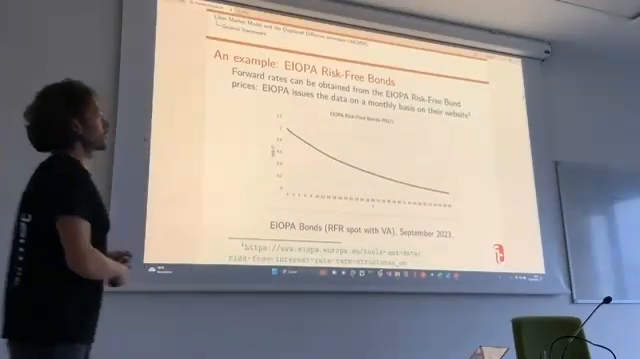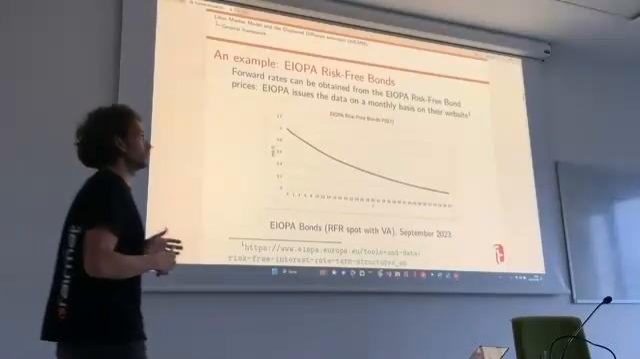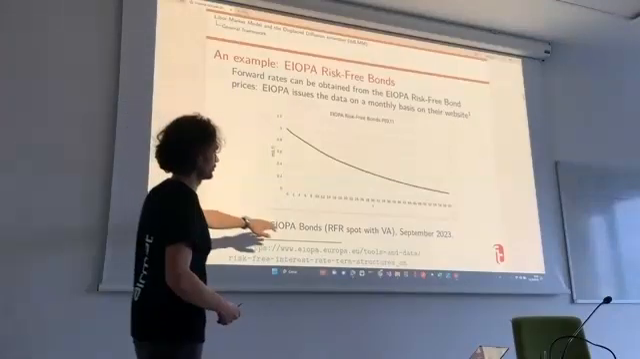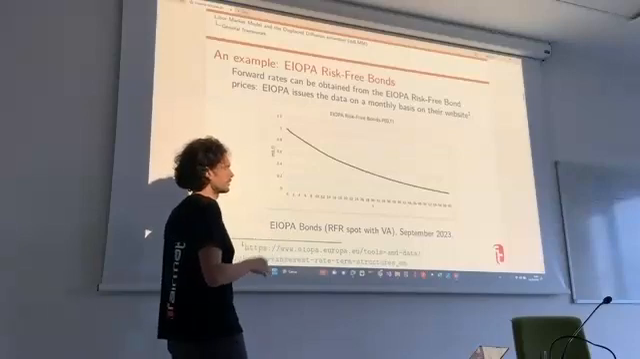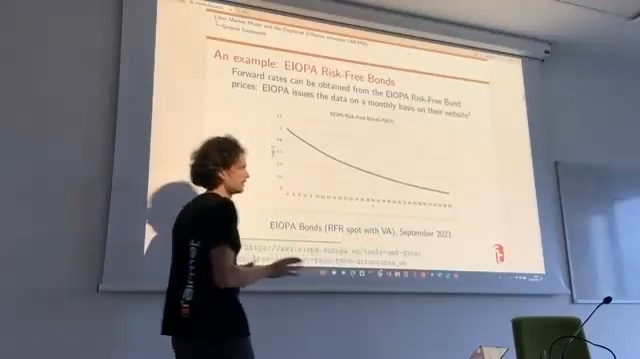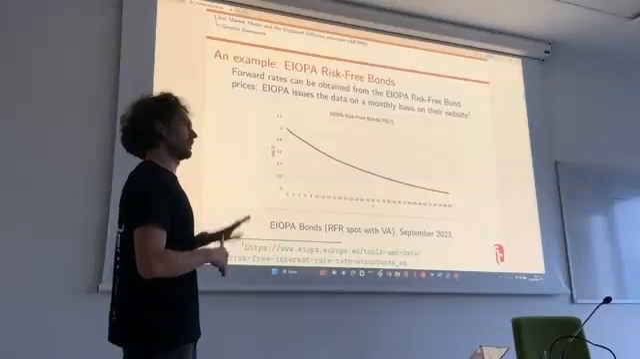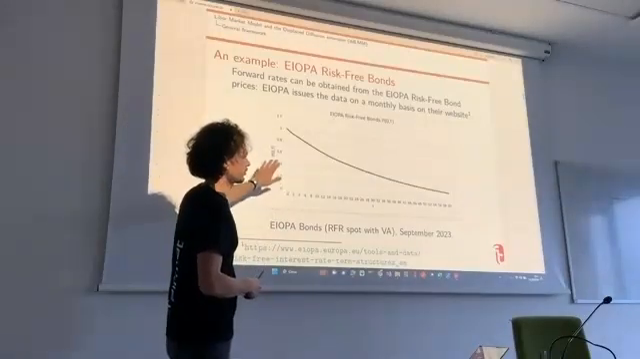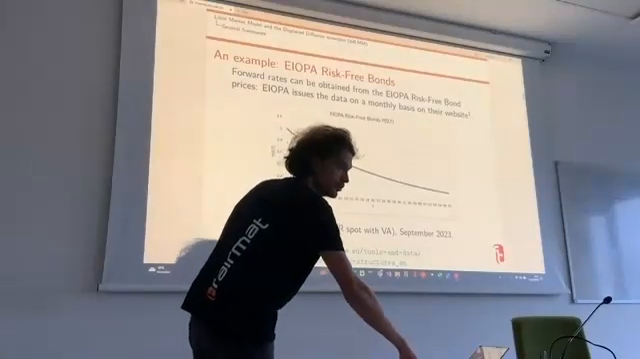So yeah, EIOPA is issuing this kind of data once a month on the website. I'll show you how to do that. Here, for example, they provide several curves. Here I use one of them, which is the spot rate with a simple volatility adjustment. Volatility adjustment is another topic, but what you have to know is that this is what you can download from the EIOPA data, and this is what we will use in the simulation.